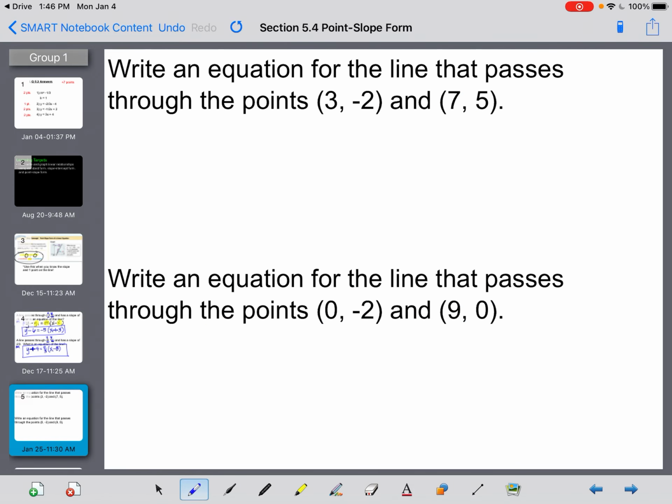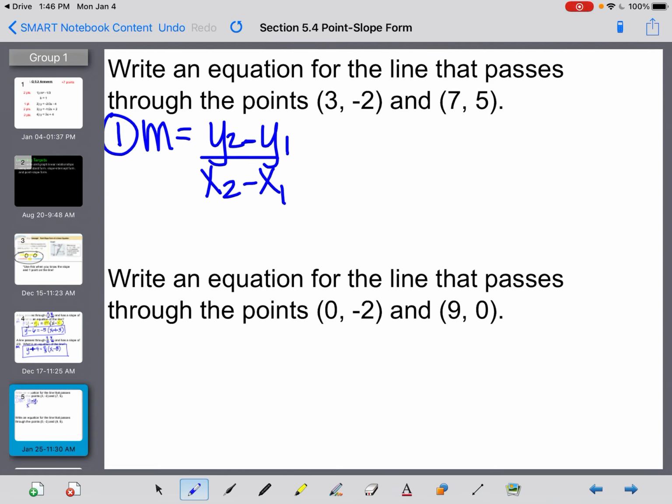Okay, that's easy enough. Now they're going to take away your slope, but they're going to give you two ordered pairs, and from that you should be able to find slope if you remember from 5.3. So this one says write an equation for the line that passes through these 2 points, (3, -2) and (7, 5). Okay, so the very first thing you're going to do is you're going to figure out what your slope is. And to do that, remember that we do y2 minus y1 divided by x2 minus x1, or really just over. We're going to leave it as a fraction or a ratio.